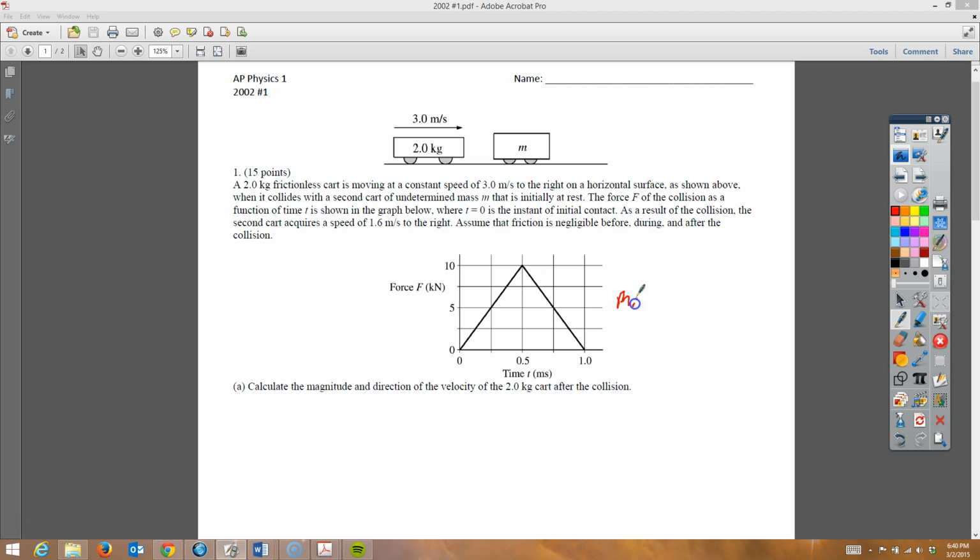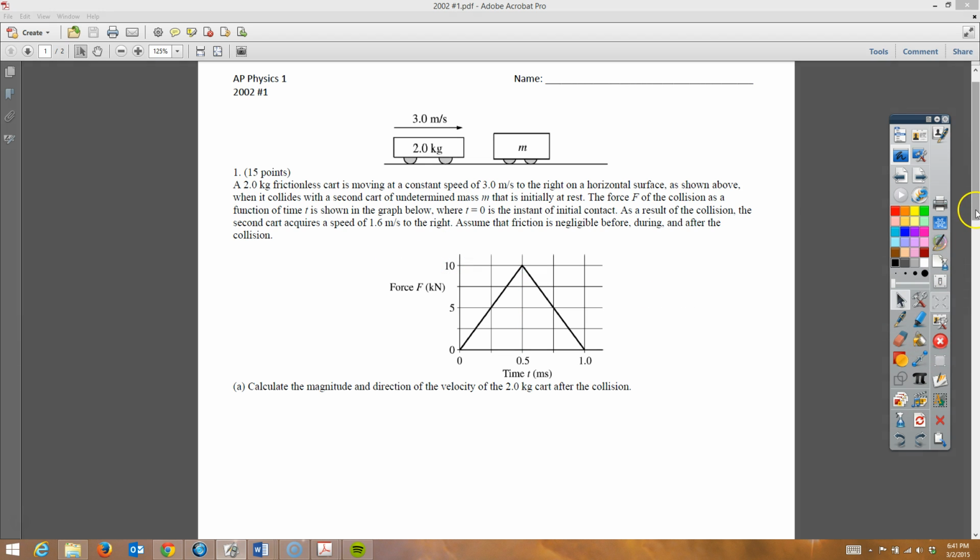Remember, milli is equal to 10 to the negative third, and kilo is equal to 10 to the positive third. So the maximum here is 10 times 10 to the third, and with the two triangles that we have here, one of the triangles would be 0 to 0.5 milliseconds and the other from 0.5 to 1 millisecond. So we're going to do some things here to help us with this problem.